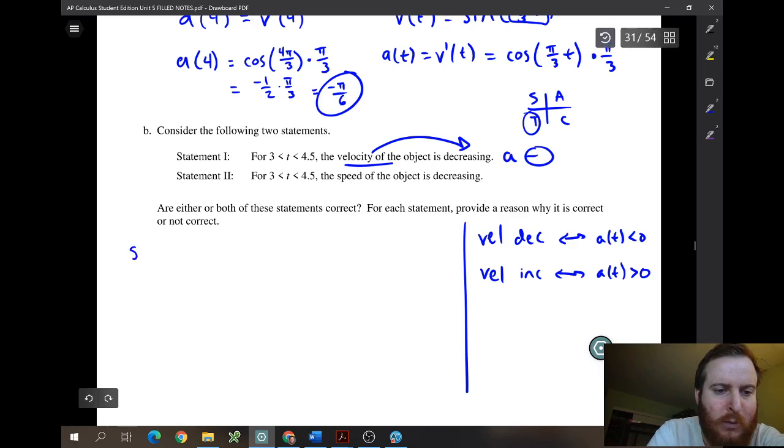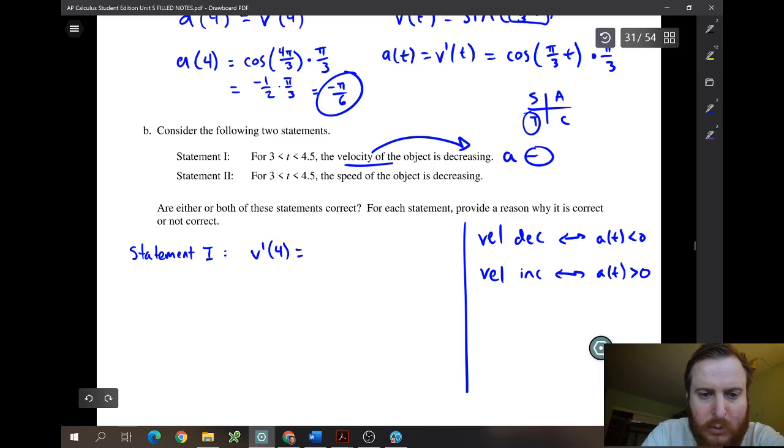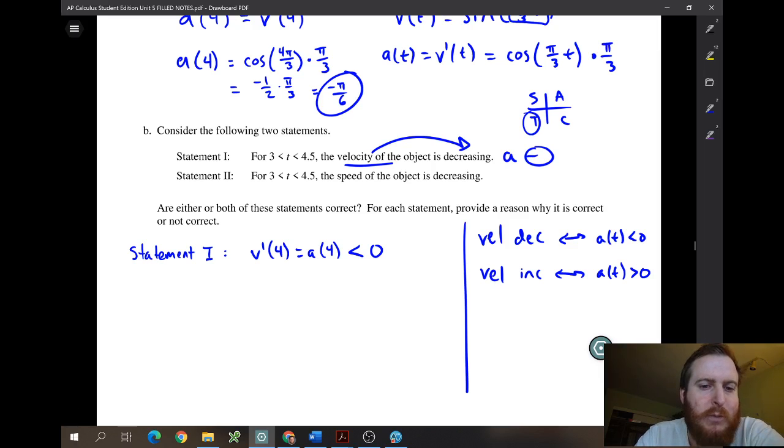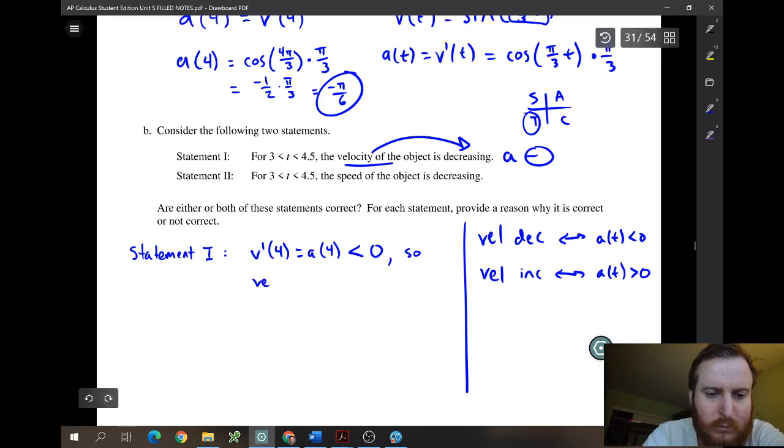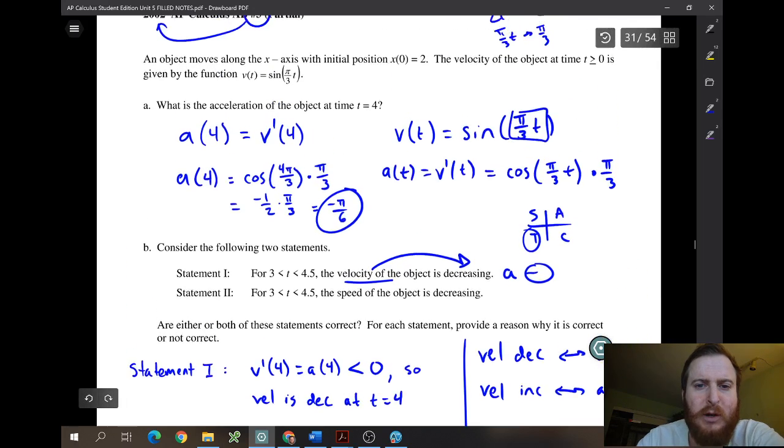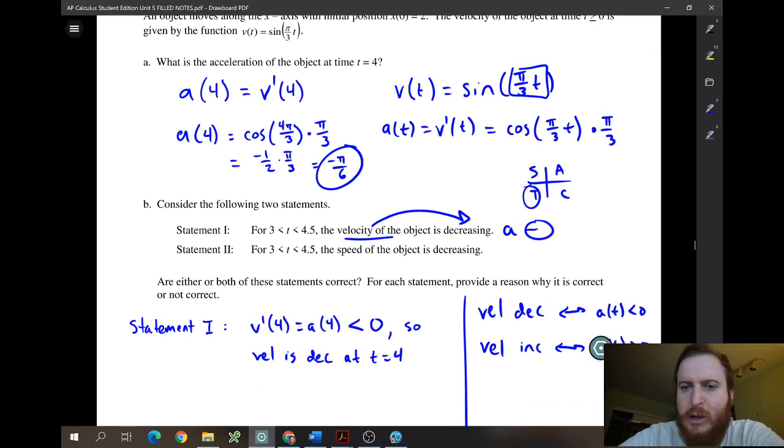So for statement 1, we knew that v prime of 4, equal to a of 4, was less than 0, it was negative. So the velocity should be decreasing. Now that's only at time 4, so honestly it would probably be a little bit smarter to graph this and just double check it.